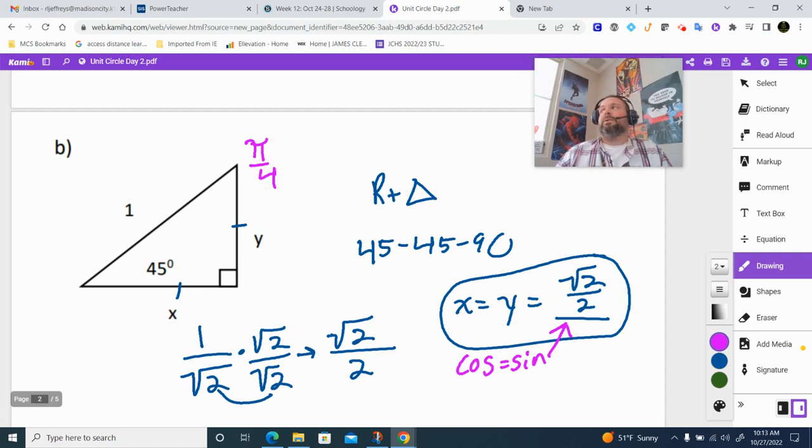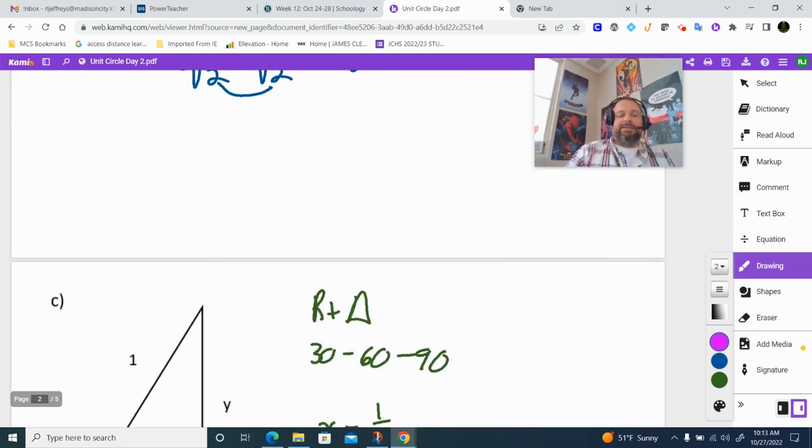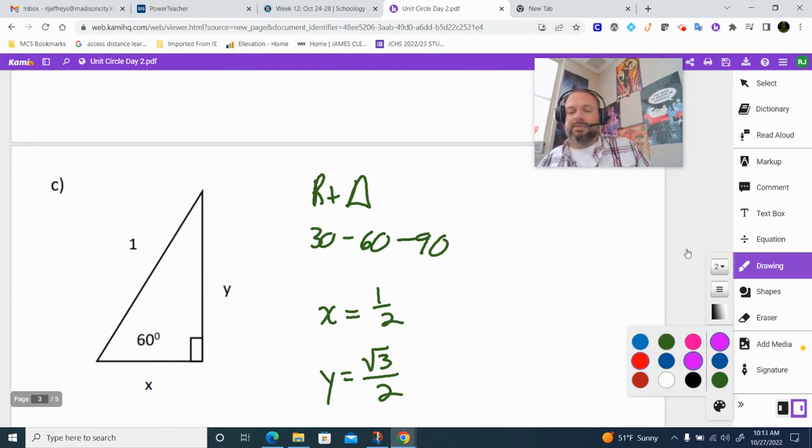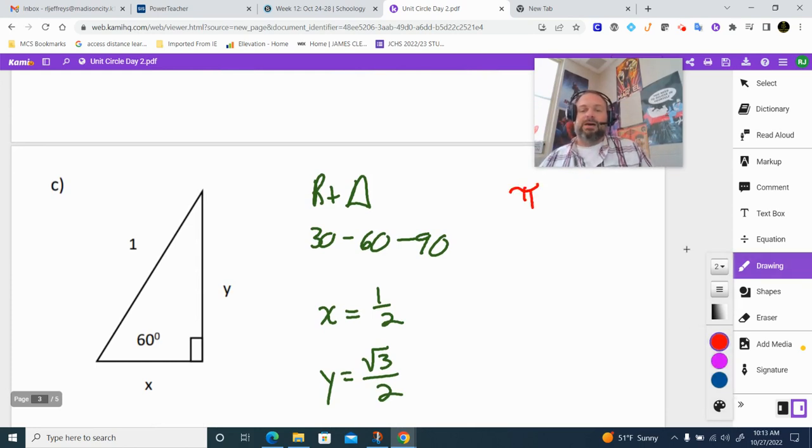Some of y'all are like, holy crap, that was brilliant. You had to put on your helmet because I was going to blow your mind. Okay. And then lastly, this one was pi over 3, where our cosine is 1/2 and our sine is root 3 over 2.